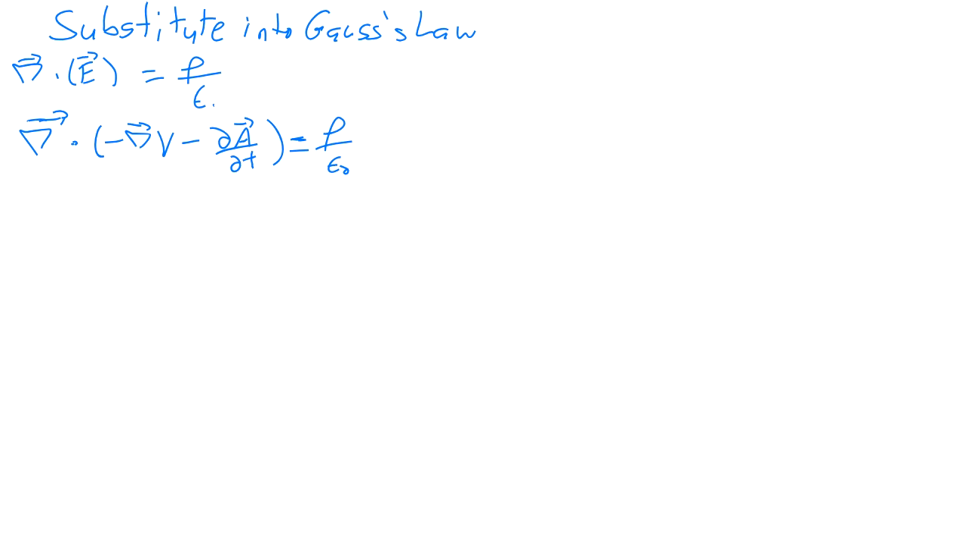And so now the divergence of a gradient is the Laplacian. There's a minus sign, but we're going to move the minus sign over to the right-hand side. So divergence of a gradient of V is the Laplacian of V. And when we take the divergence of dA dt, again, what we do is swap the order of the derivatives. So this becomes d dt of the divergence of A. And I multiplied the left side through by -1, so this becomes negative rho over epsilon naught.